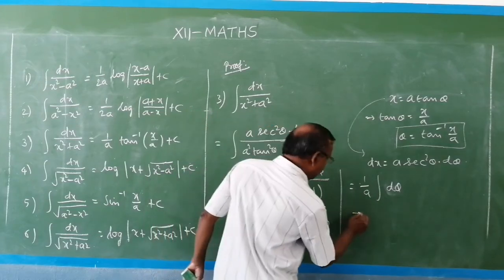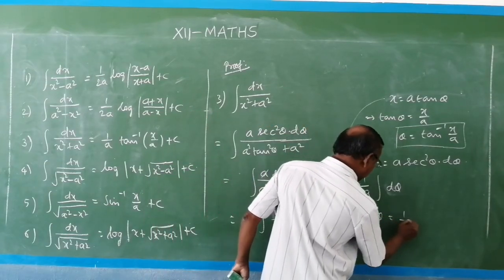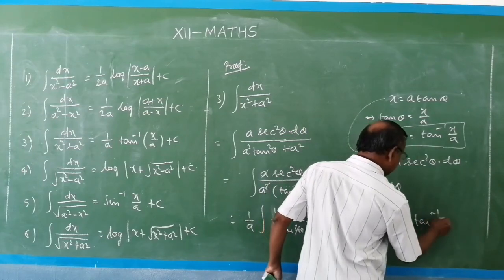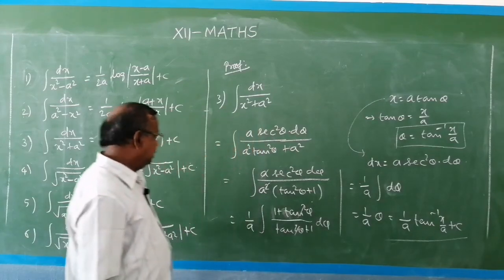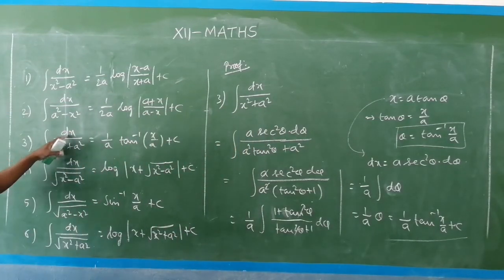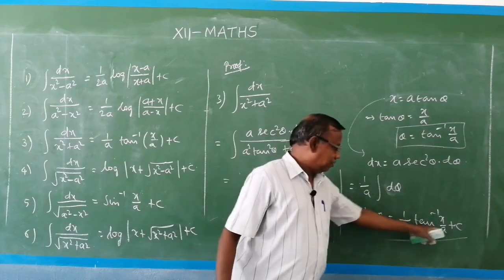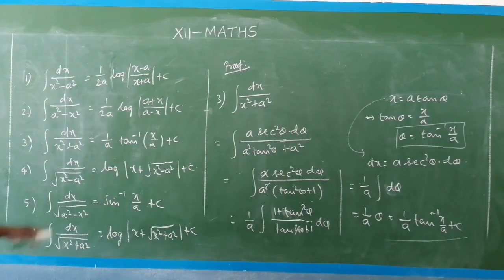Now 1 by a into integral d theta equal to theta, that is 1 by a theta, and theta means tan inverse of x by a plus c. So integral dx divided by x square plus a square equal to 1 by a into tan inverse of x by a plus c. Now for the result 4.